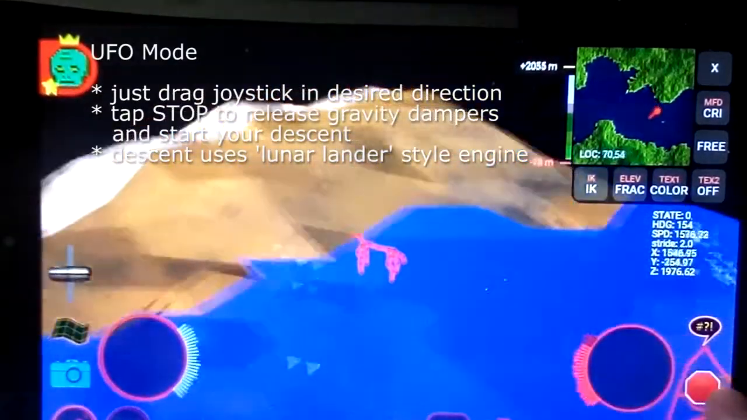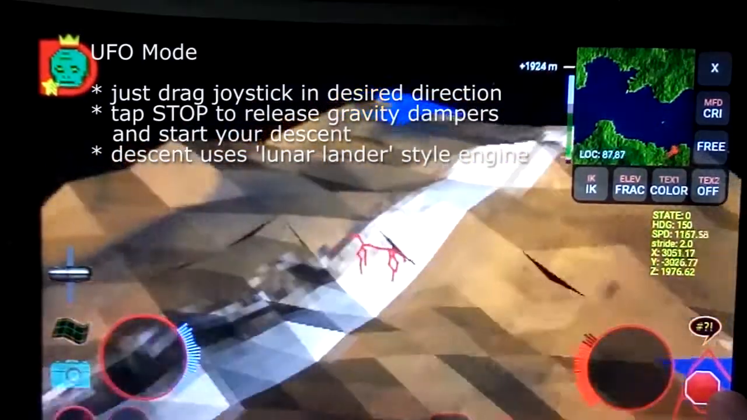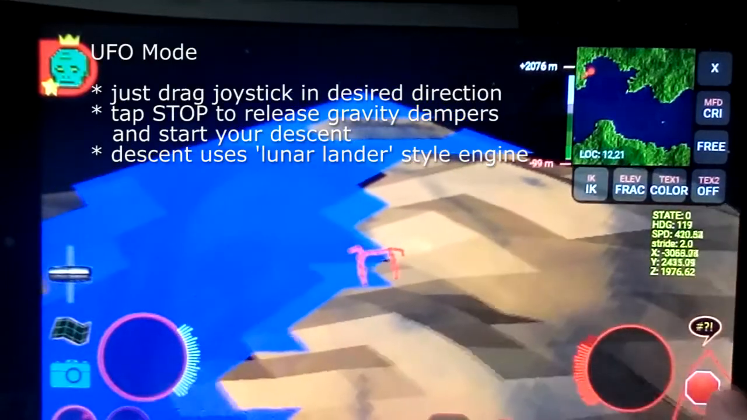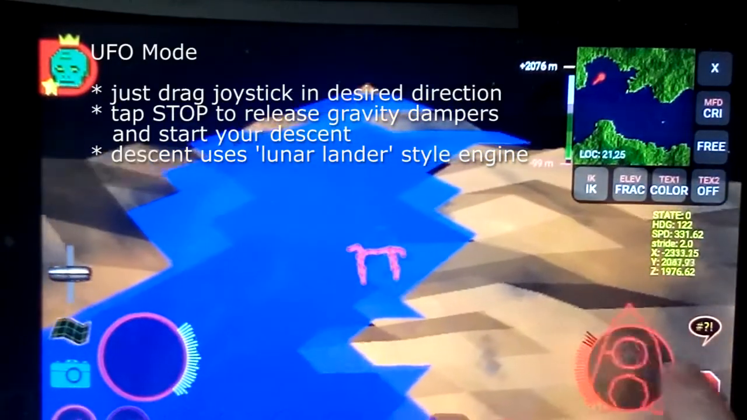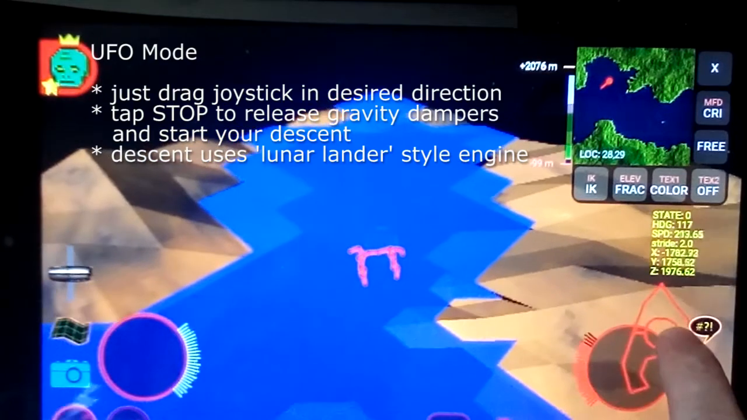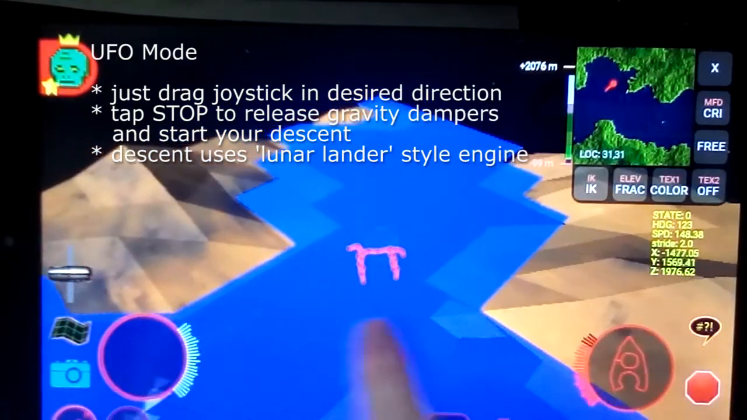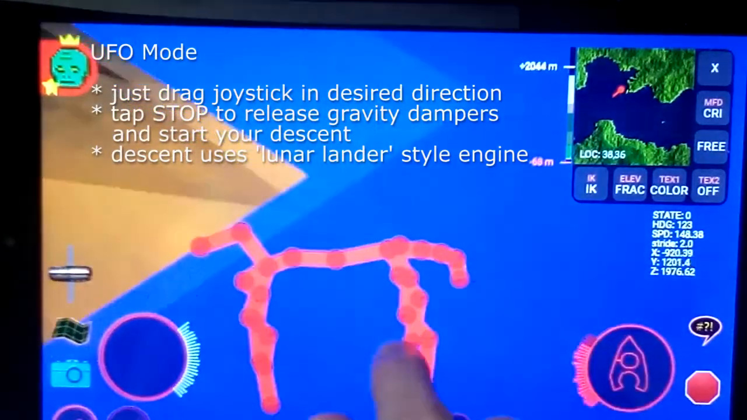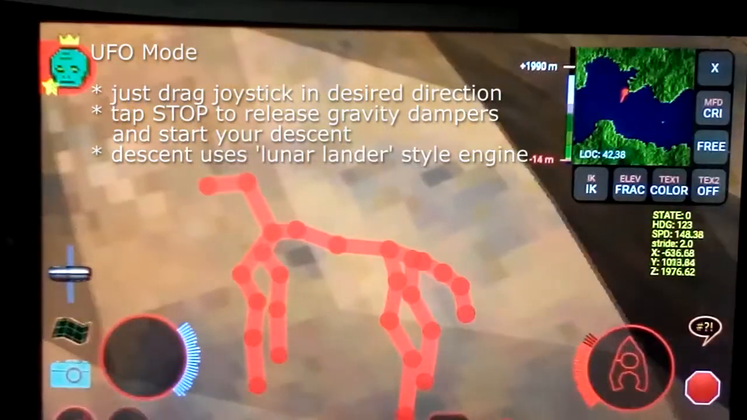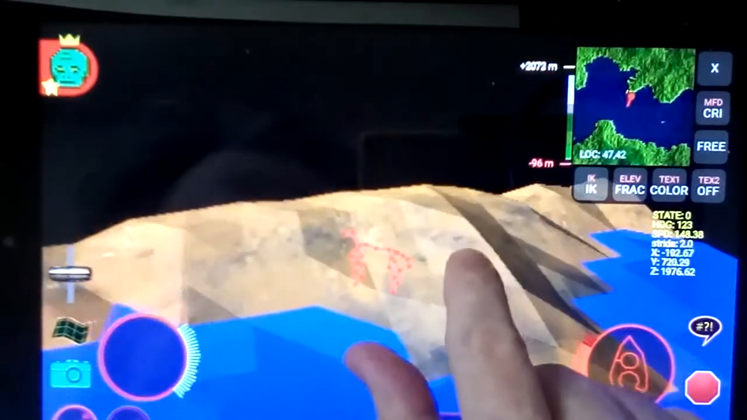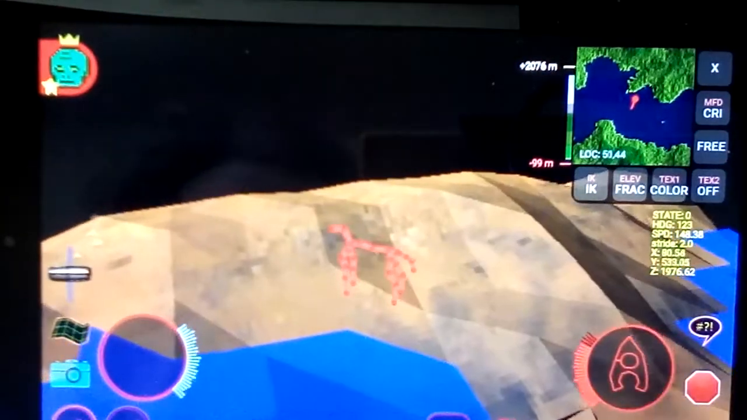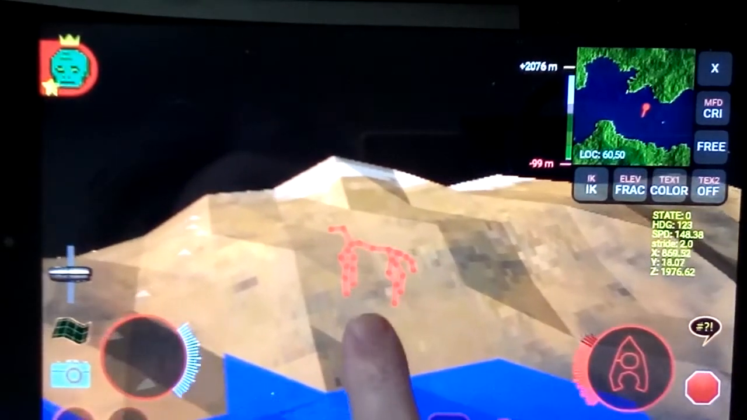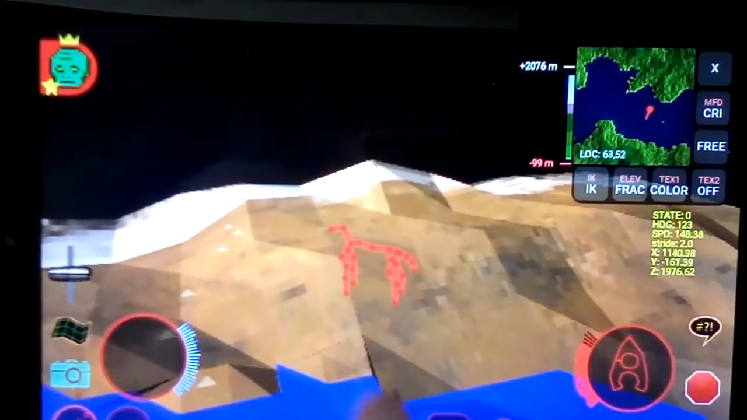Anyway, so you're in UFO mode, and other players who are in orbit on this planet, in theory we could encounter them and interact with them. And in theory we can interact with things on the surface, and we can zoom in and see stuff in the distance. But when we tap the stop button, it's going to drop us out of UFO mode and put us into flight simulator mode.